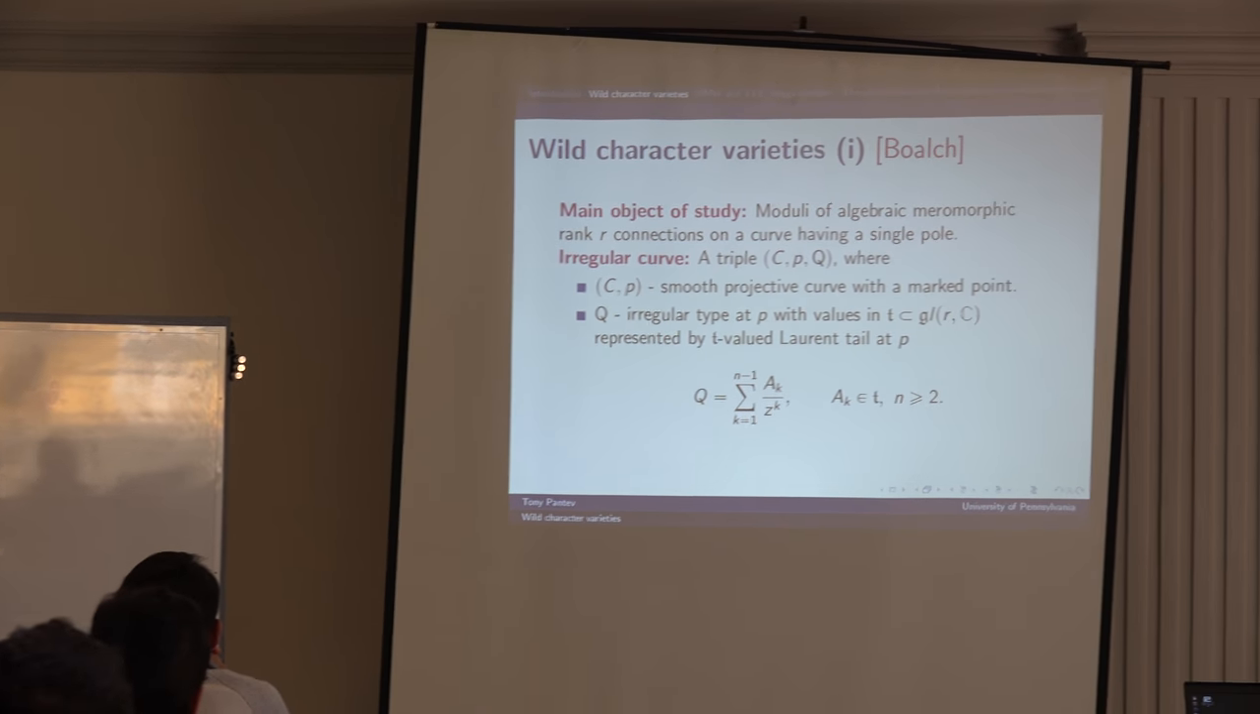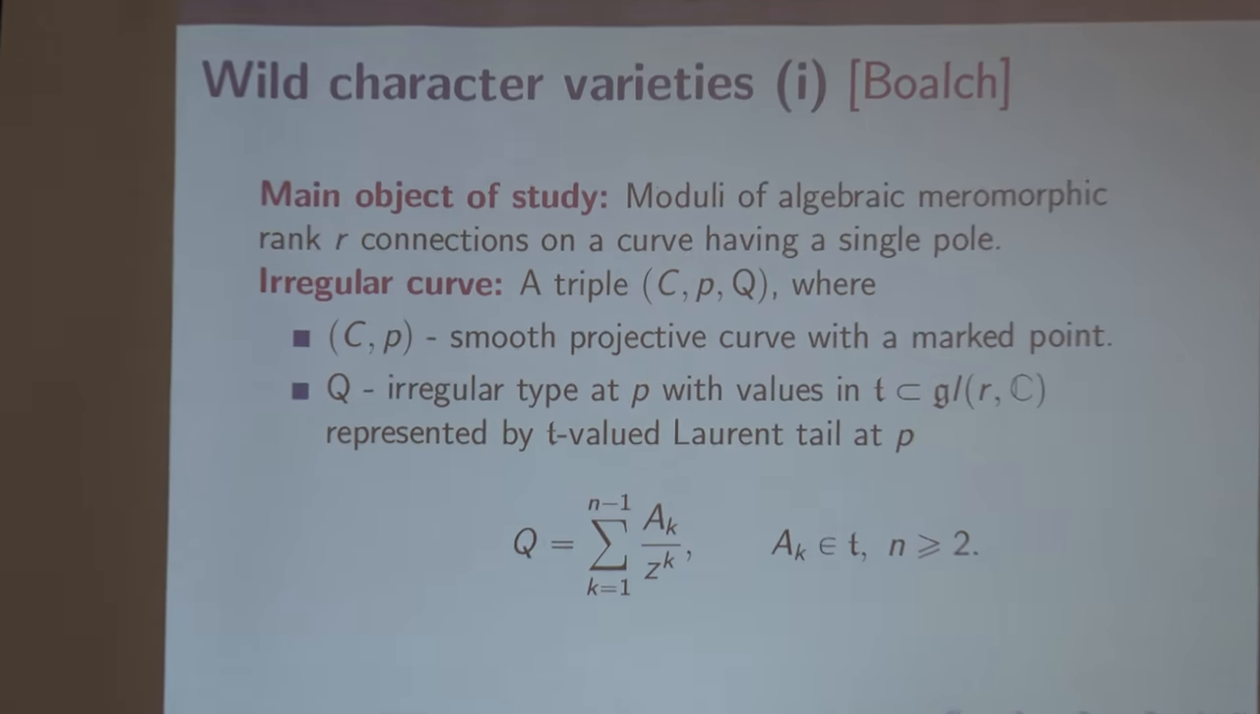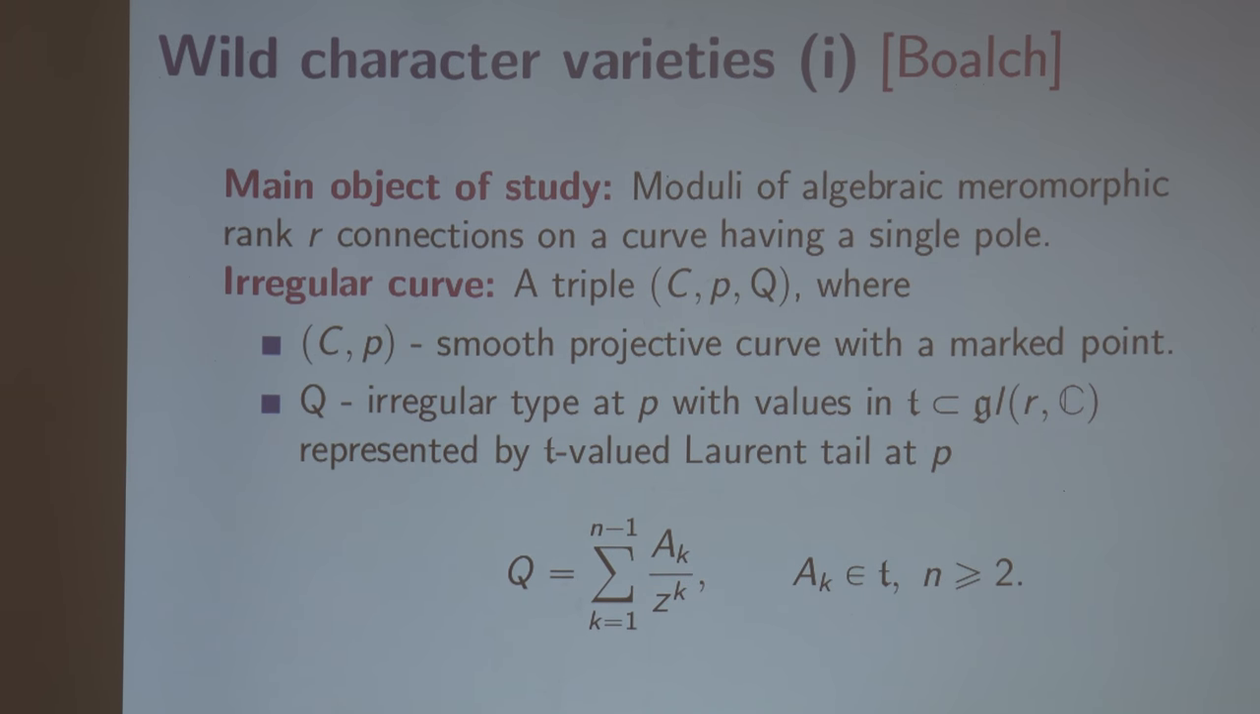The main thing we want to study are these moduli spaces of algebraic meromorphic connections of rank R. So I'm going to fix my structure group to be GL_R. Otherwise the theory becomes, with an extra level of complexity. I mean, you can do everything, but the formulas become much more complicated. So we are looking at rank R algebraic connections on a curve, and for simplicity, I'm going to allow a single point to be a pole. I mean, nothing really requires that. It's just the notation becomes simpler.